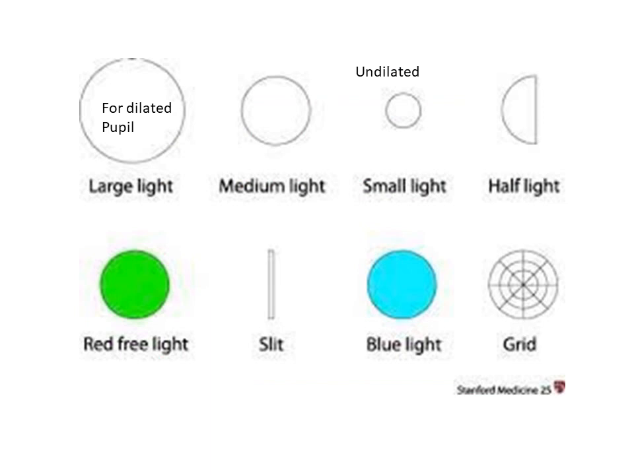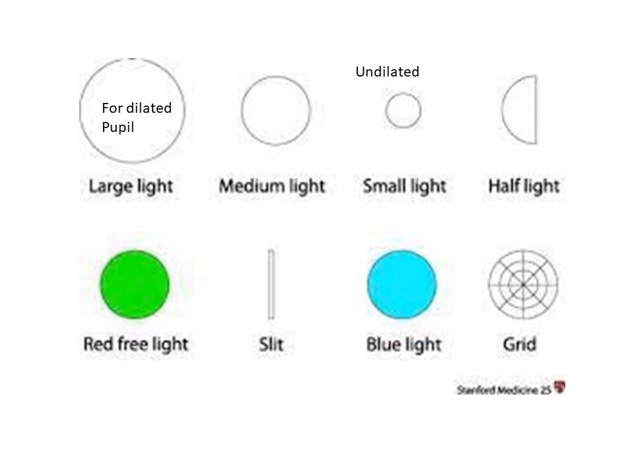These are the apertures that are present in the direct ophthalmoscope. The large aperture is for dilated pupil, while the small aperture is for the undilated pupil. Half light is used when part of the corneal reflex is obstructing the view. If you use half light, then you can avoid that reflex and you can see the details of the fundus. Now then you have a red free light, then you have a slit, you have a blue light, cobalt blue light, and a grid.